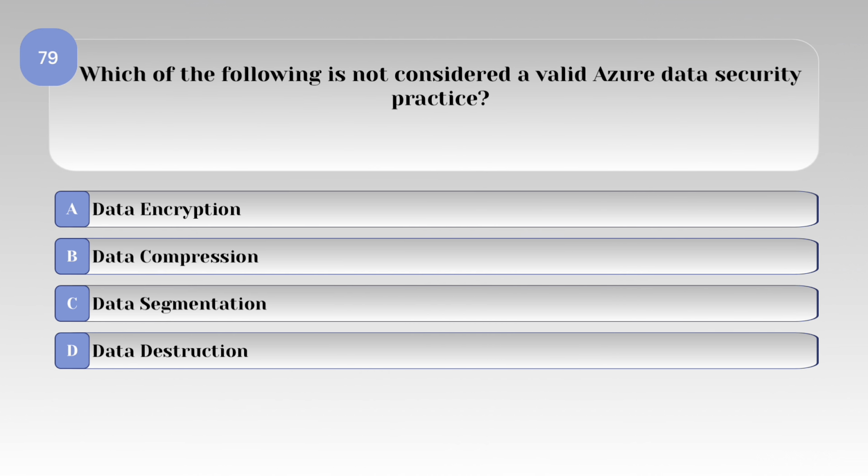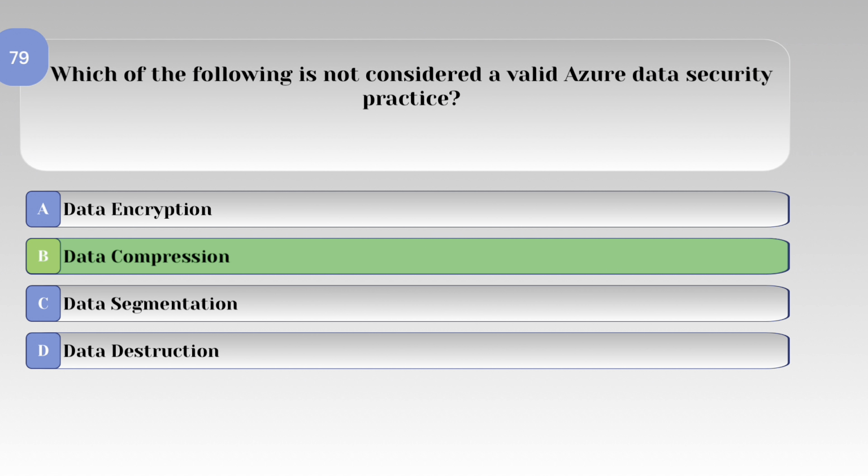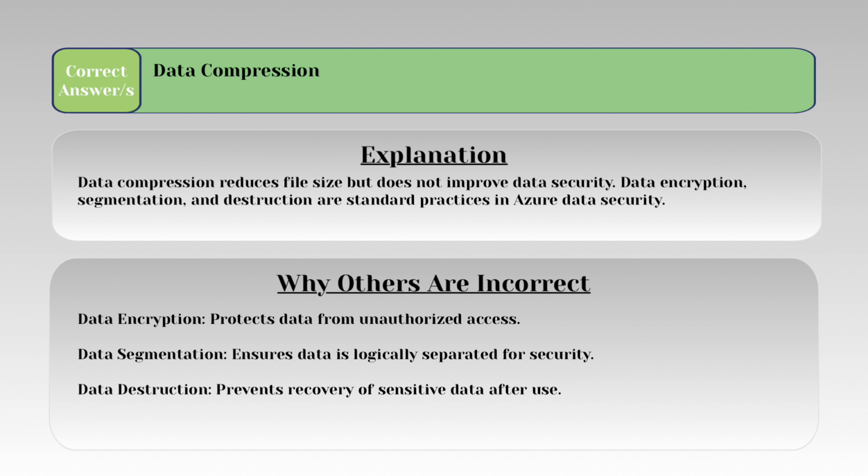Which of the following is not considered a valid Azure data security practice? Correct answer, data compression. Explanation: data compression reduces file size but does not improve data security. Data encryption, segmentation, and destruction are standard practices in Azure data security.